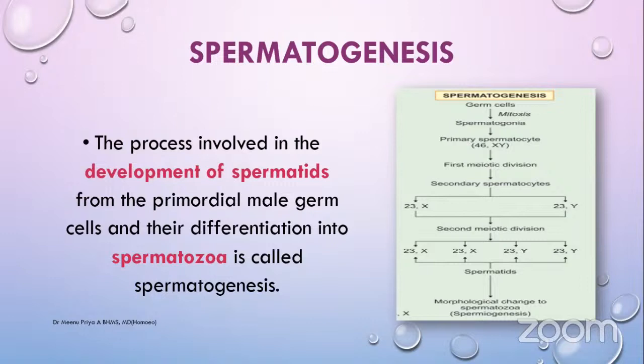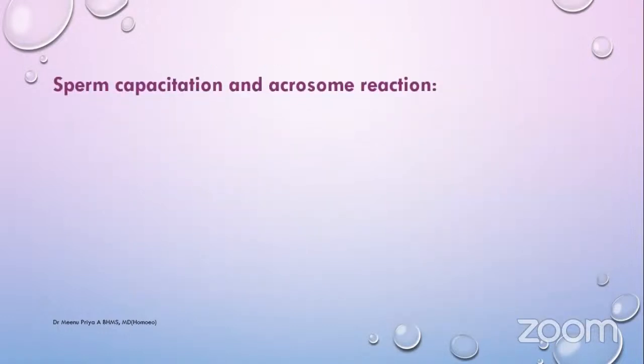So once spermatozoa is formed, they are developed, or they undergo maturation and form proper sperms, and then they are responsible for the fertilization. So for sperm, there is something called sperm capacitation and acrosome reaction.